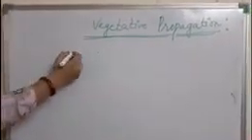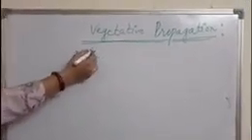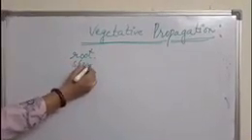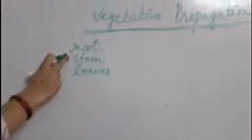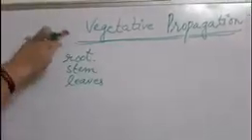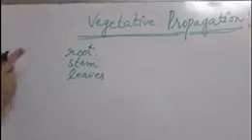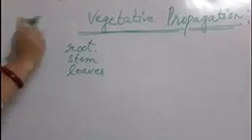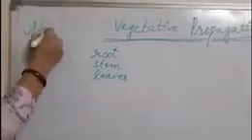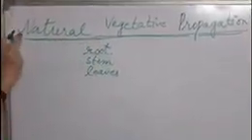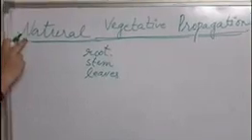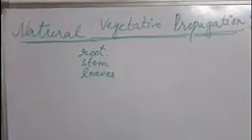Now you should all know what the vegetative parts are. The vegetative parts are root, stem and leaves. So when reproduction takes place by means of root, stem and leaves, that kind of reproduction is termed vegetative propagation. It is divided into two categories. One is natural vegetative propagation. The other one is artificial vegetative propagation. So we are going to discuss natural vegetative propagation first.